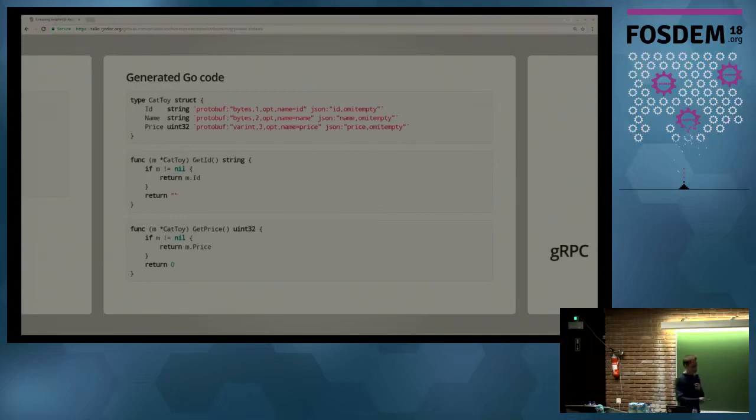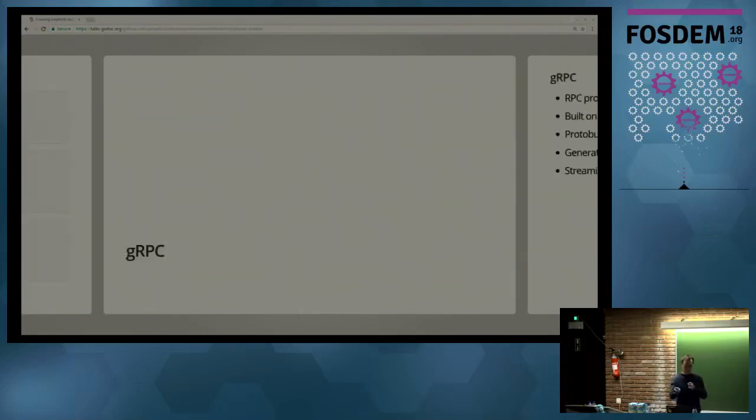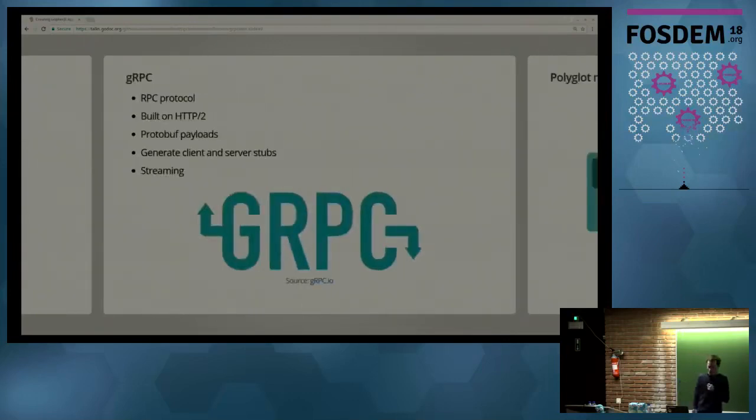So how do we use protobuf for service-to-service communications? gRPC. So obviously we've already been introduced to gRPC a little bit here today, but who's using gRPC at work? Well, that's quite a few actually, yeah. So it's a remote procedure call protocol developed by Google, built on HTTP2. It's donated to the Cloud Native Computing Foundation.